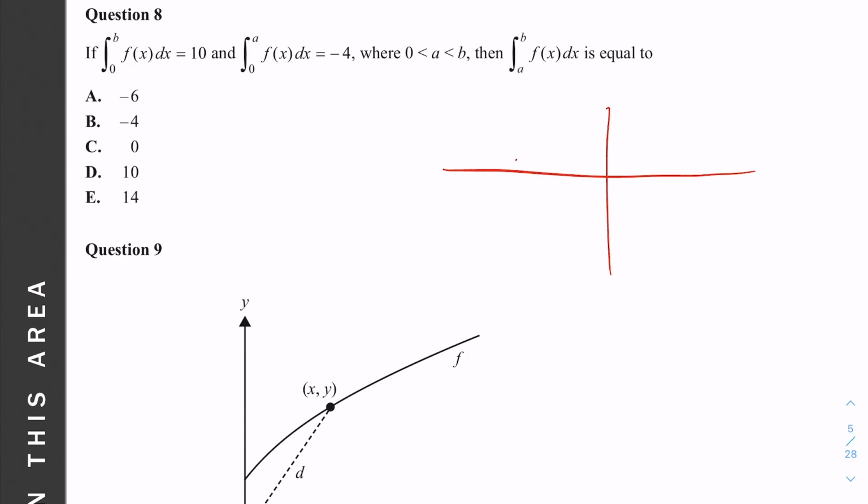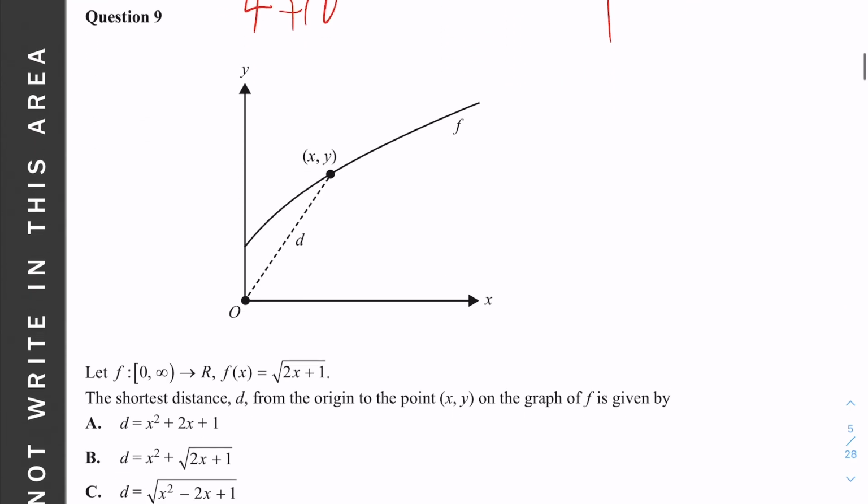That means if we have a to b, we could also say the integral from a to 0 plus 0 to b. So, a to 0 plus 0 to b. And we've got 0 to a. If we just change the bounds, then it changes the sign. So that's 4 plus, and then 0 to b is 10, so 14.